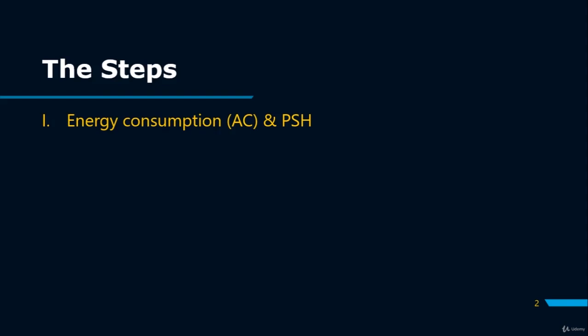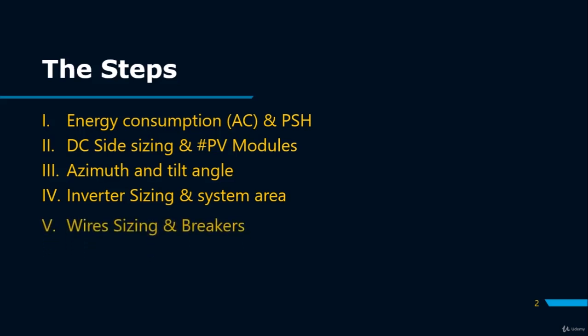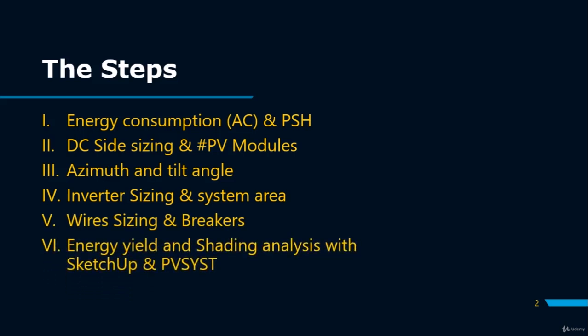First of all, we have to estimate the energy consumption, AC power and the peak sun hours. Then we will size the DC side and number of PV modules. We will calculate the azimuth and tilt angle. We will also size the inverter and calculate the system area, wire sizing and the breakers, energy yield, and shading analysis with SketchUp and PV system. These steps will give you a full design for the solar energy system.